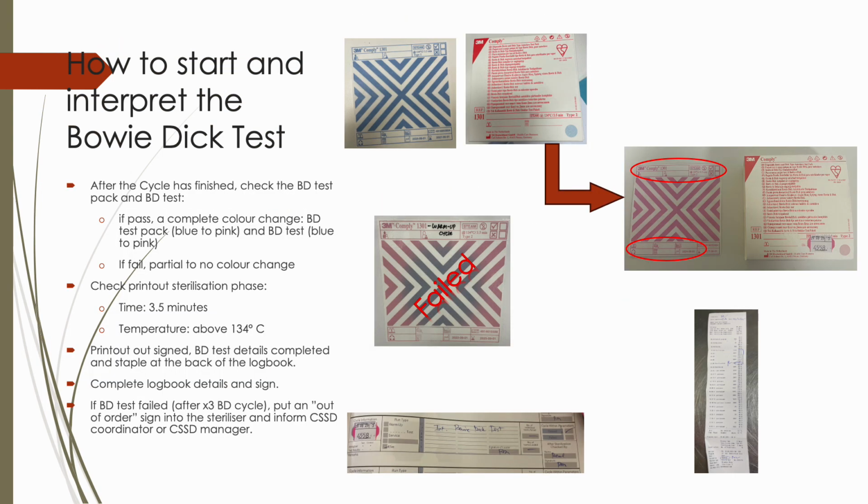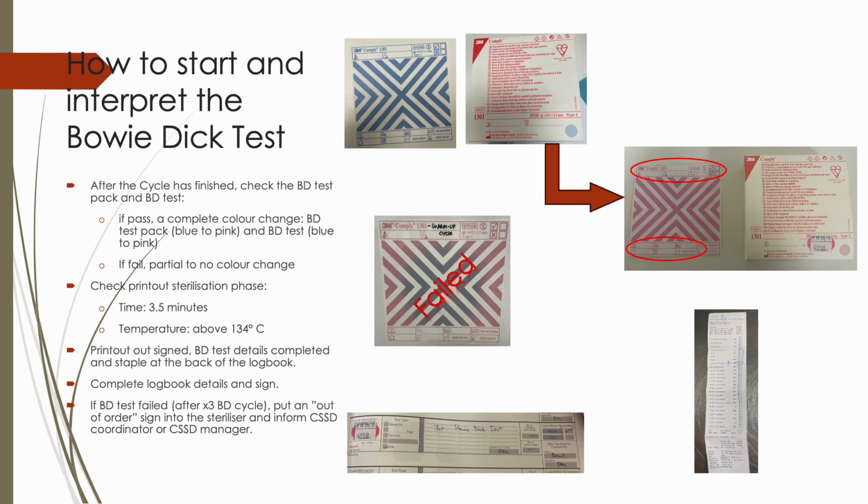After the cycle has finished, check the Bowie-Dick test pack chemical indicator and the chemical indicator inside the test pack for a color change from blue to pink. This indicates that the steam has fully penetrated the test pack and efficiently removed air and non-condensable gases from the sterilizer. But if you have a failed Bowie-Dick test result, there is a partial or no color change of the Bowie-Dick test chemical indicator.